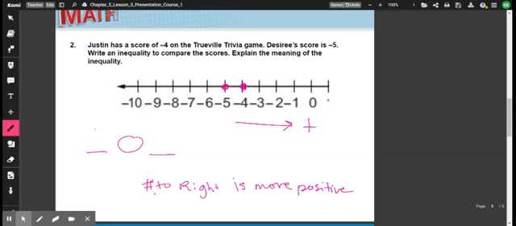If we're going to write this as an inequality, we're going to put negative 4, because that's the first number we have, is less than, oh, actually, I lied. I'm sorry. Negative 4 is greater than negative 5. Just because 5 is a bigger number as a positive, negative 4 is going to be greater than negative 5. So again, the number to the right is more positive than the number to the left.